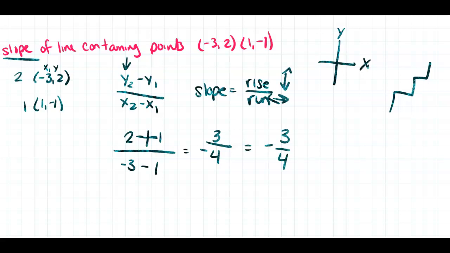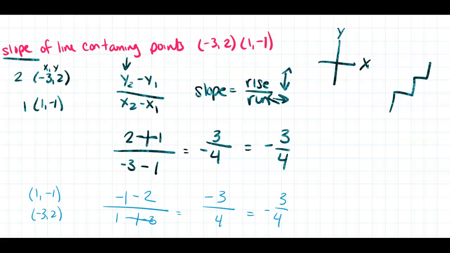Now, what if I told you could do it the other way too? What if I switched it around and said, okay, well, now I want 1, -1, -3, 2. Okay, so y's first. So -1 minus 2 is -3. 1 minus -3 is 1 plus 3, it's 4. I still end up with -3/4. Great job.